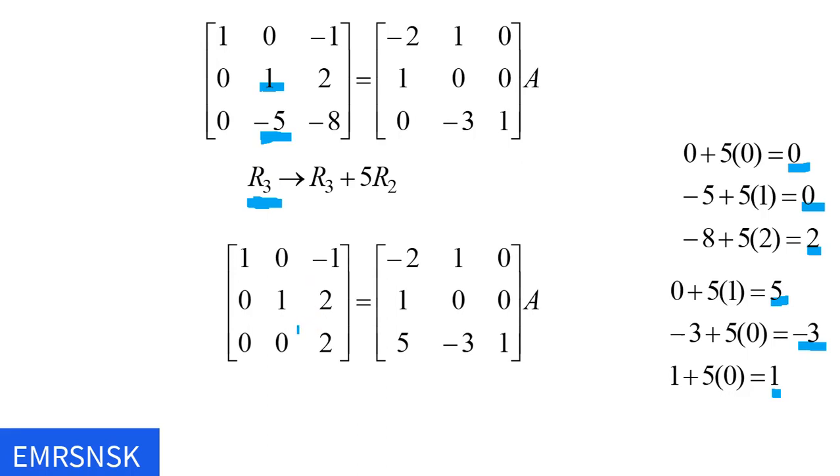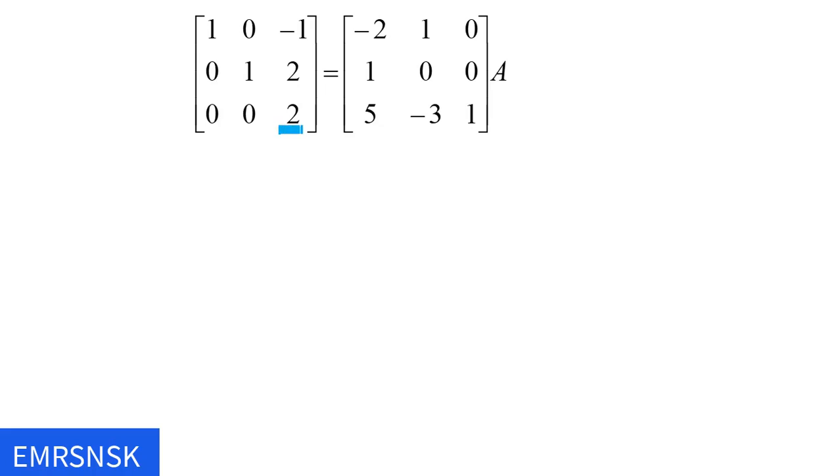So now the next objective is, if this is to be an identity matrix, this element should be 1. That means I will multiply the third row by 1 by 2. The first two rows will remain the same on RHS as well as LHS. So R3 goes to 1 by 2 R3, because I have to convert this 2 as 1.